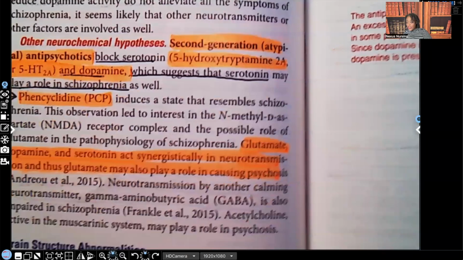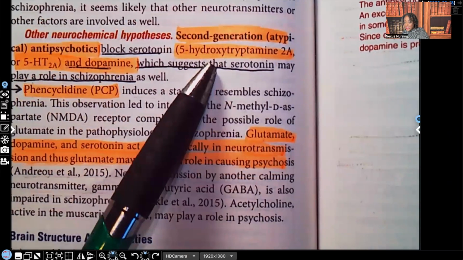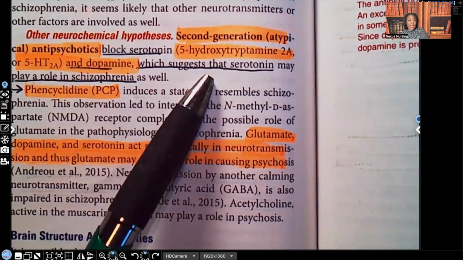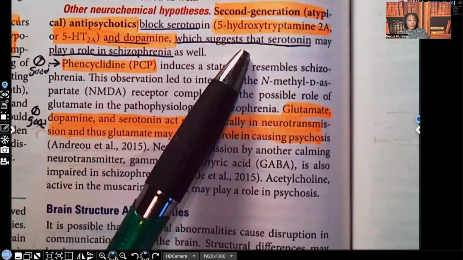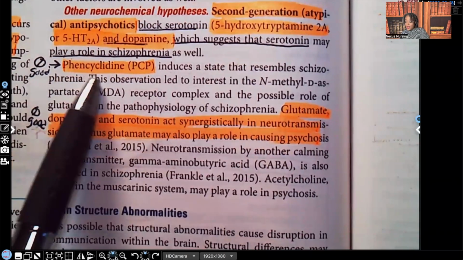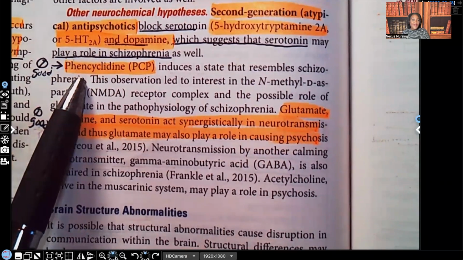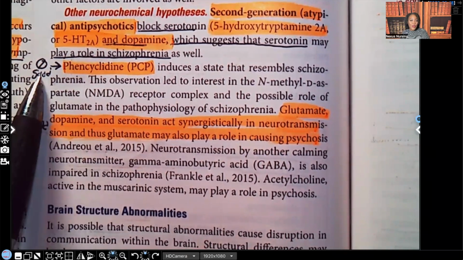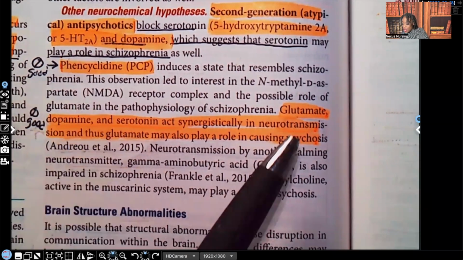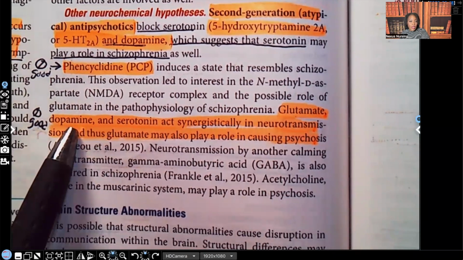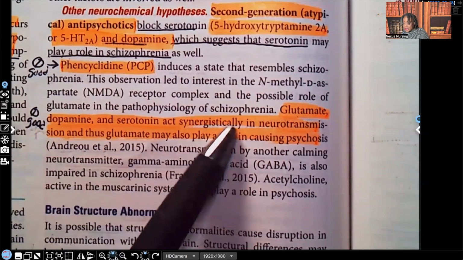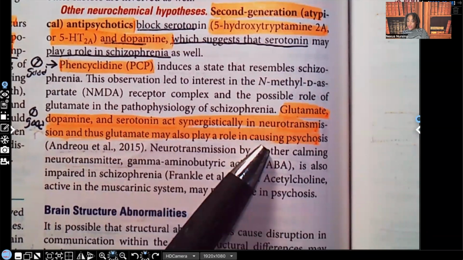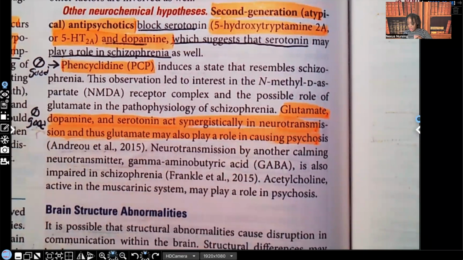Other neurochemical hypotheses. Second generation antipsychotics block serotonin and dopamine, which suggests that serotonin may play a role in schizophrenia as well. I'm going to try to pronounce this: phencyclidine, that's PCP. Not good. That's why I wrote it here. No good, no bueno. Put a sad face, okay? PCP, glutamate, dopamine, also not good. And serotonin acts synergistically in neurotransmission, and thus glutamate may also play a role in causing psychosis. Again, all of these are theories.